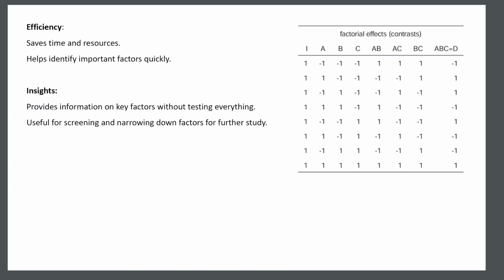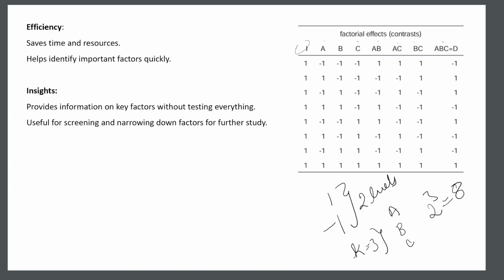So this is the construction of the matrix. As I told, if you have two levels, that is +1 and -1. These are the two levels. And factors, such as three factors, A, B, C. So the total number of experiments is 2 to the power 3, which is 8. So you can see combinations 1, 2, 3, 4, 5, 6, 7, and 8.